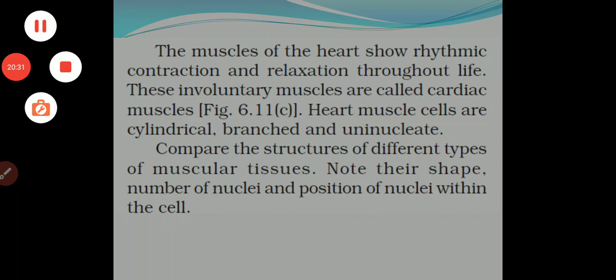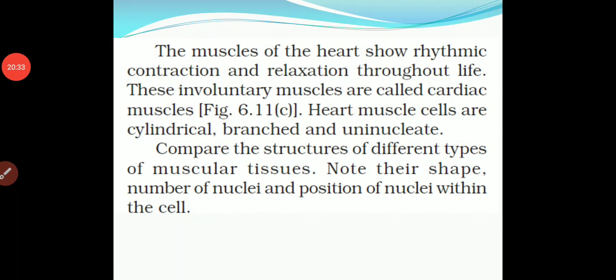Compare the structure of the different types of muscular tissue. Note their shape, number of nuclei and position of the nuclei within the cell. We have just observed that some muscle cells are multinucleate, meaning having a number of nuclei, while some are uninucleate, having only a single nucleus.